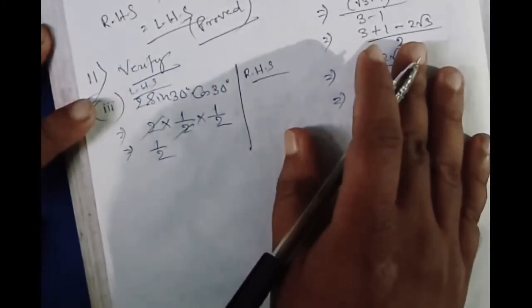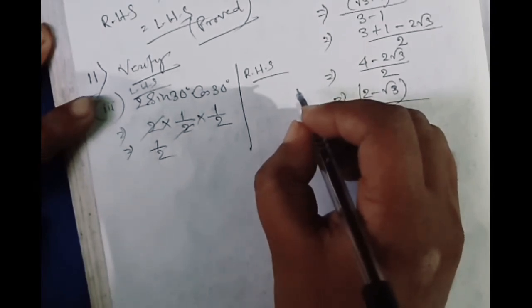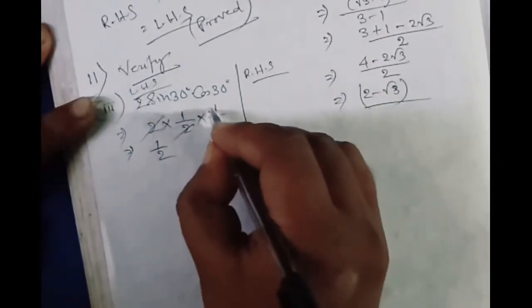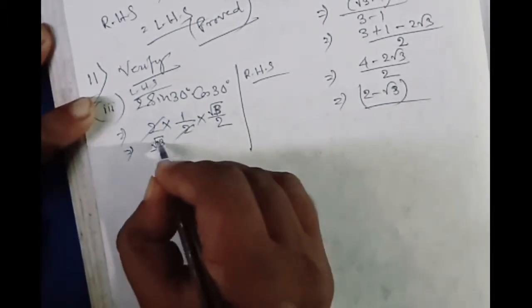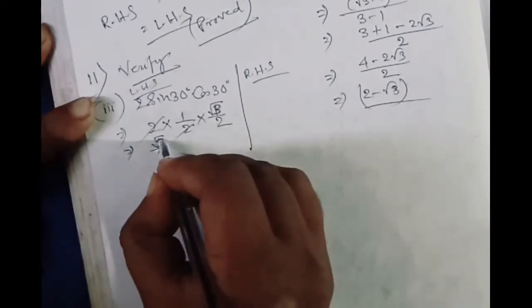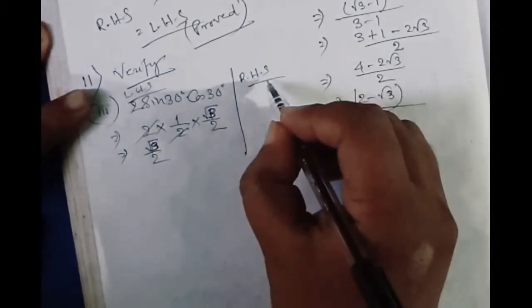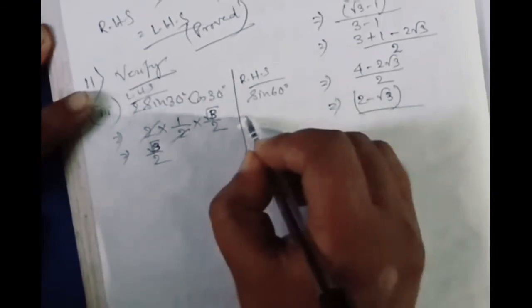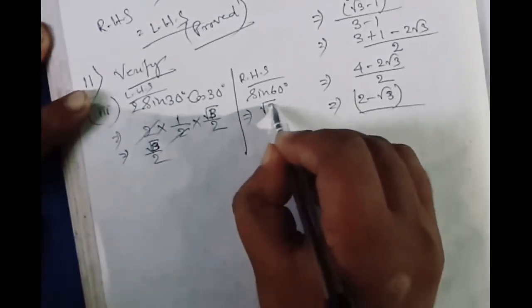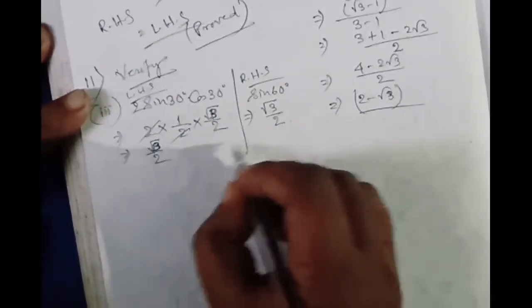The RHS is given as sin 60 degree. The value of cos 30 degree is root 3 by 2, so this is root 3 by 2. Hope you are able to see it. Now, in the RHS it is given sin 60 degree. The value of sin 60 degree is root 3 by 2. So that will be the verification done.